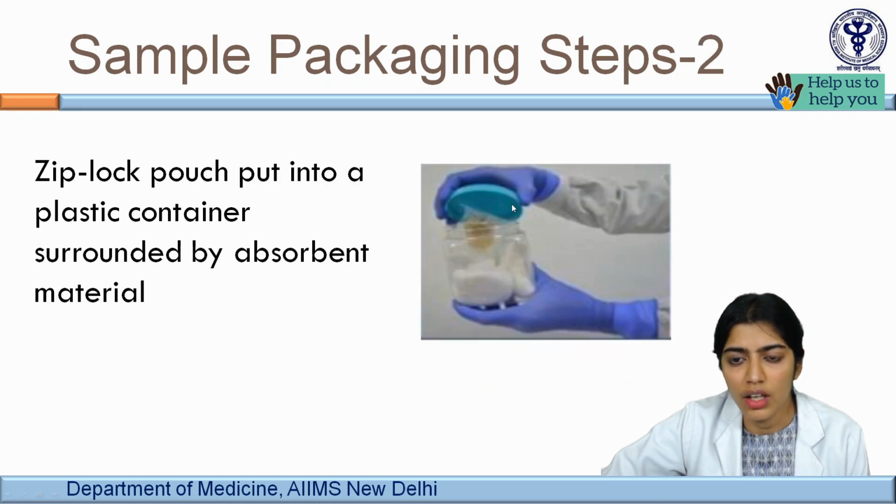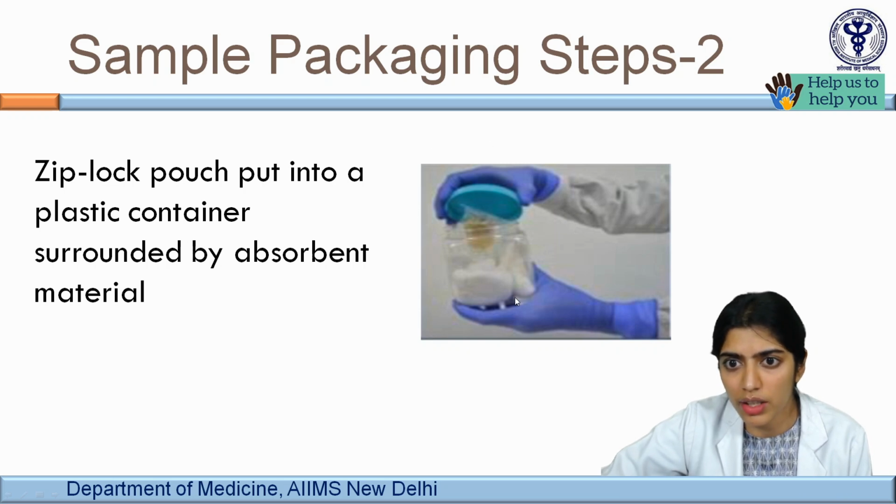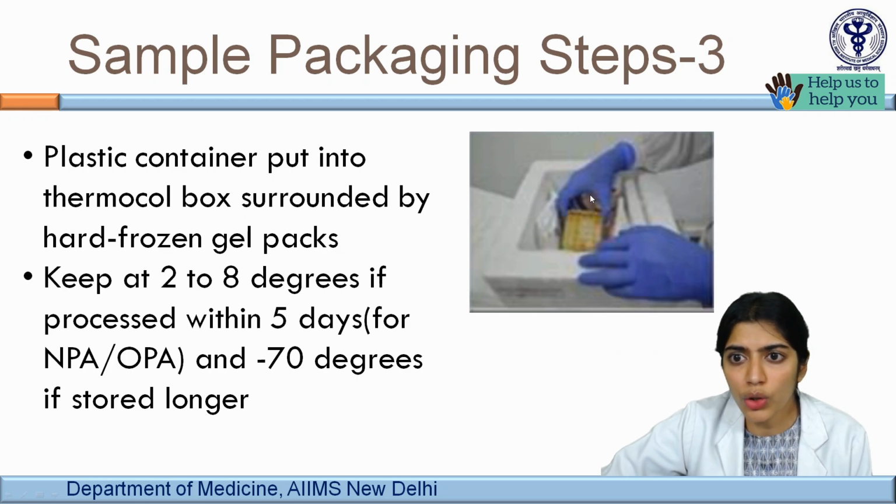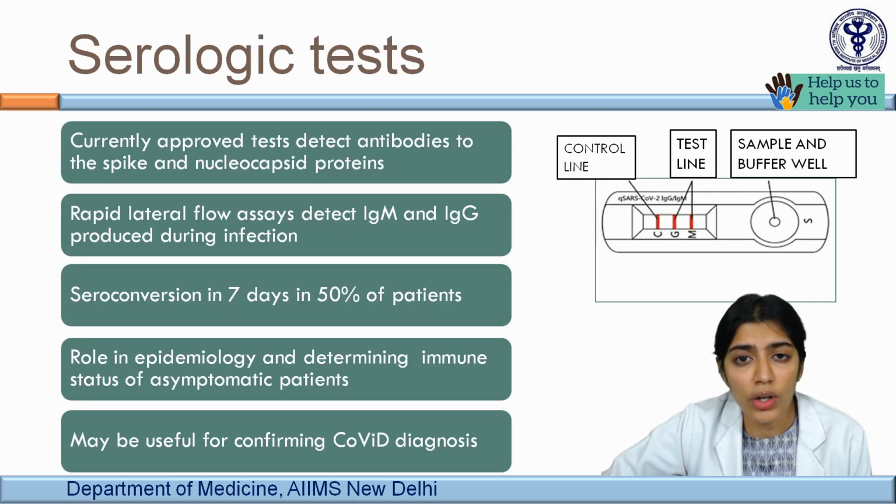Then next, we put all of this into a plastic container which contains an absorbent material like cotton. Next, we put all of this into a thermocol box or an ice box which contains hard frozen gel packs. If we are going to process the sample within 5 days, we can store it in a refrigerator as well at a temperature of 2 to 8 degrees. However, if we want to store it for longer, we have to keep it at a temperature of minus 70 degrees Celsius.